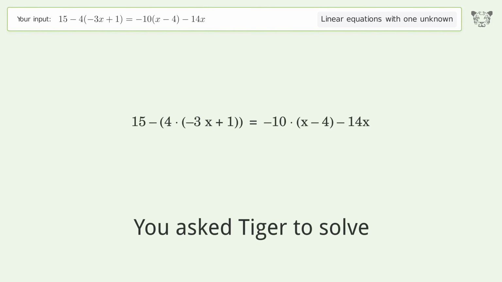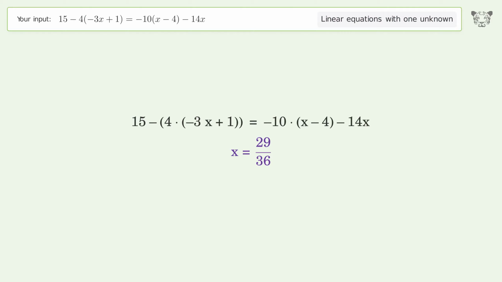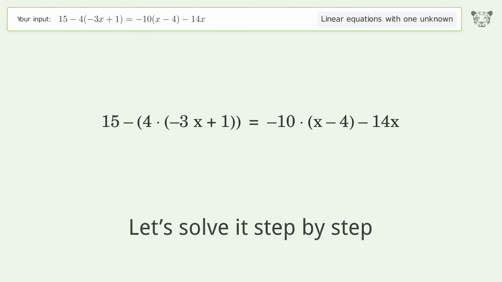You ask Tiger to solve this. This deals with linear equations with one unknown. The final result is x equals 29/36. Let's solve it step by step.